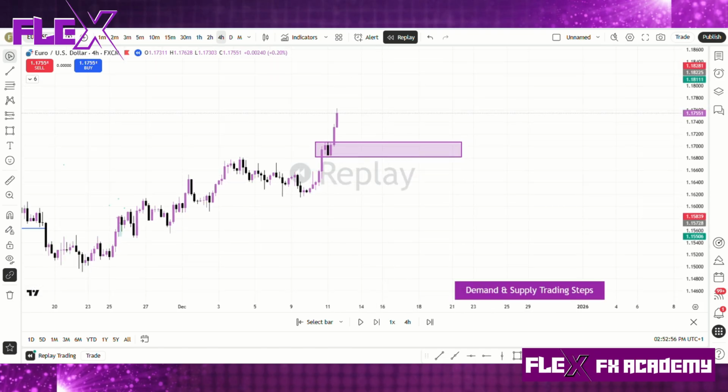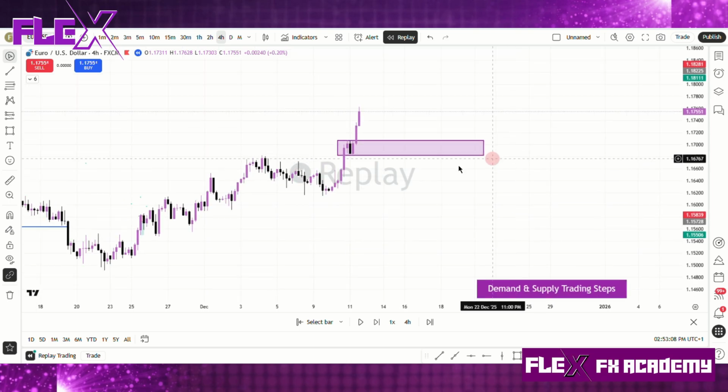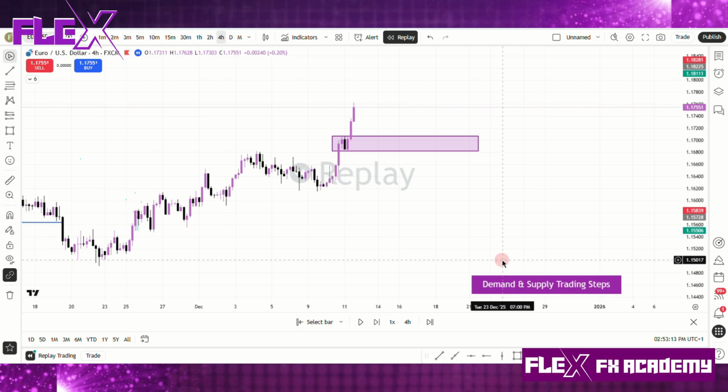So I'll be heading to stage 3. Right here in my 4-hour time frame, I'll be waiting for price to come down into the zone. I just need to wait. So let's play this and see how it goes.